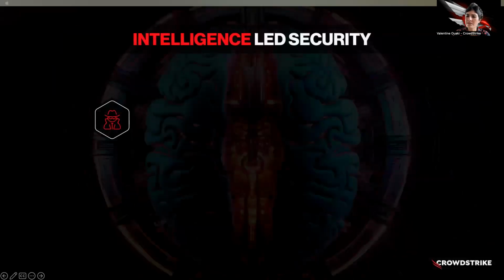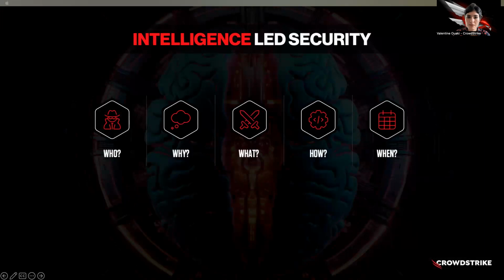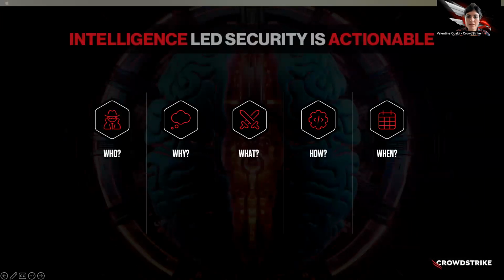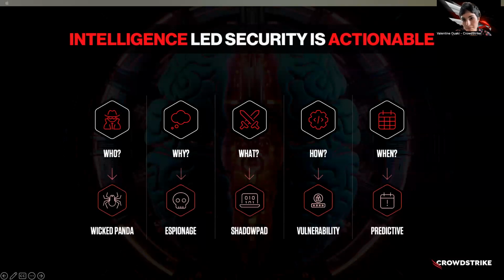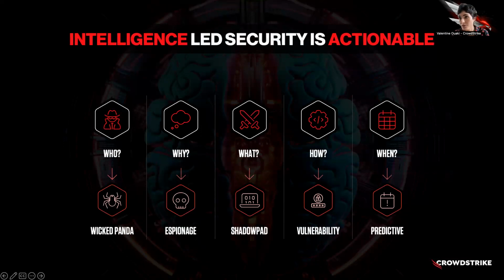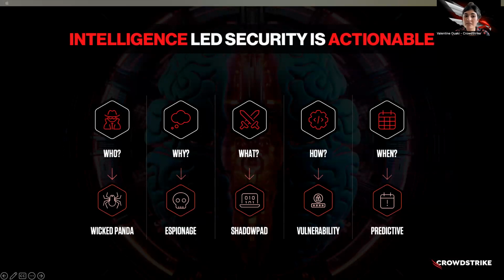Let's take a look at some examples. Let's consider, for example, Wicked Panda. Wicked Panda is a Chinese adversary that may be likely to target your organization. Why? For espionage. What? Deploying the ShadowPad backdoor. And how? Exploiting vulnerabilities.